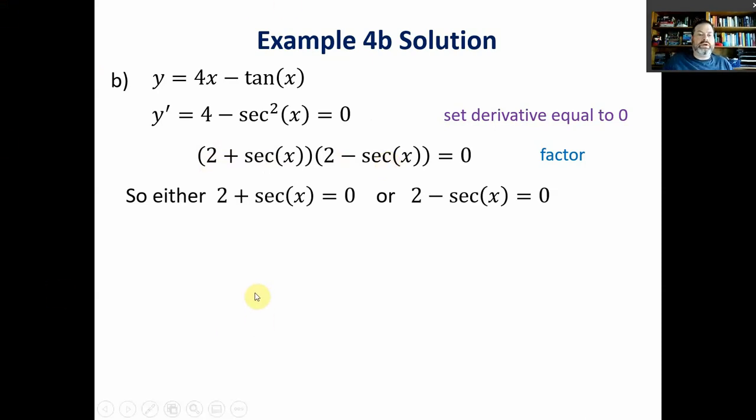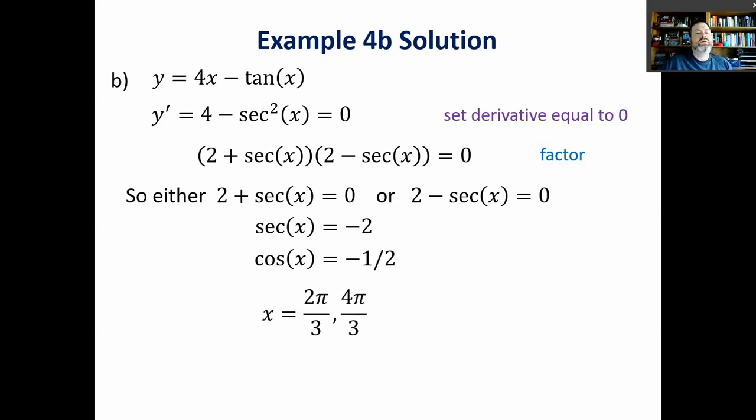It doesn't matter what order you solve them in. Let's start over here, I guess. So 2 plus secant x equals 0 is the same as secant x is -2. You might not be real well versed in secant x, but you know about cosine, so that means cosine of x is -1/2, which tells us x is 2 pi over 3 or 4 pi over 3.